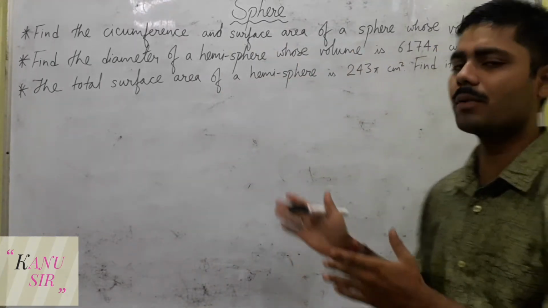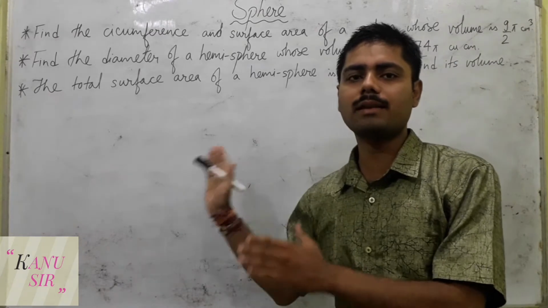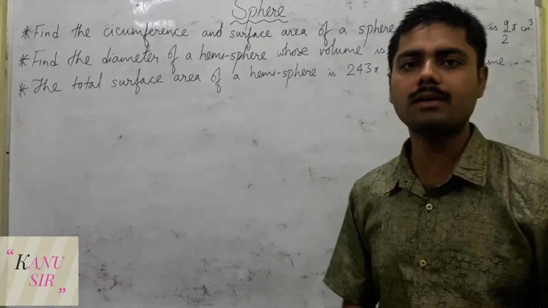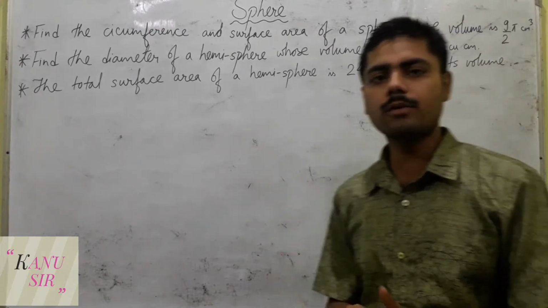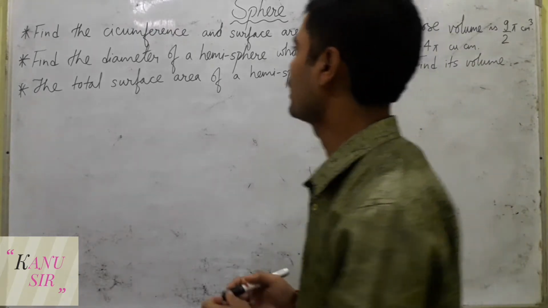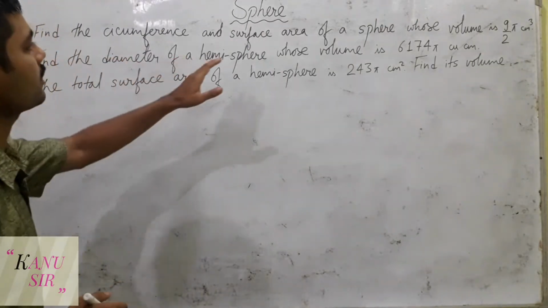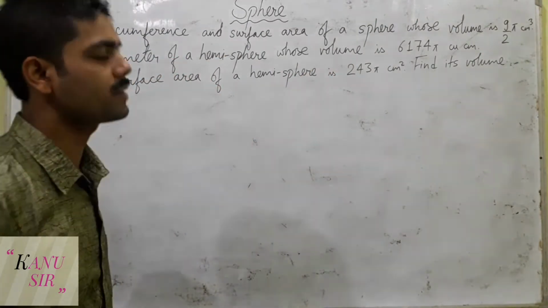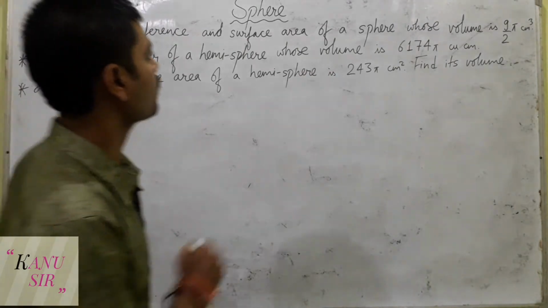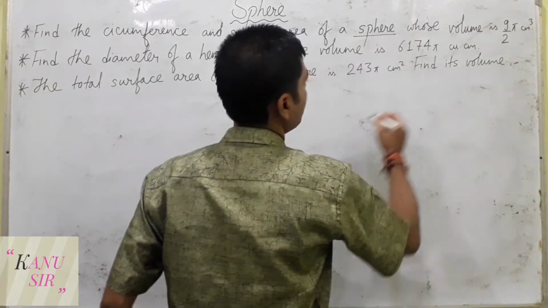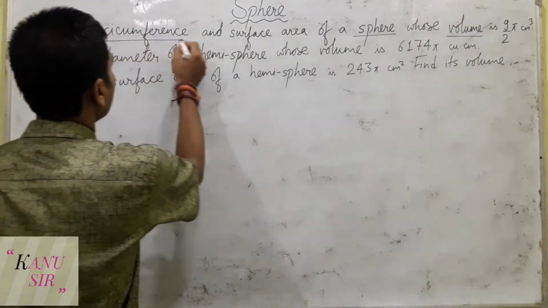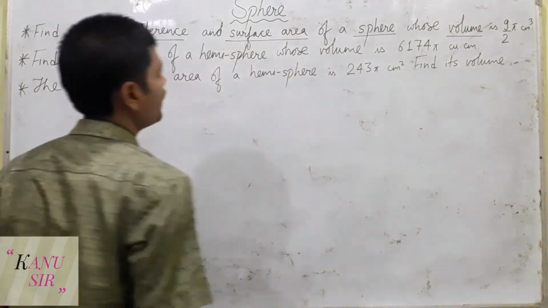Same previous topic but with new terms, where I am going to explain the solutions related to sphere type of questions. So without wasting our time, let us start. Find the circumference and surface area of a sphere whose volume is 9/2 pi centimeter cube. So here the question is from sphere, the given term is volume, and we need to find the circumference and the surface area.